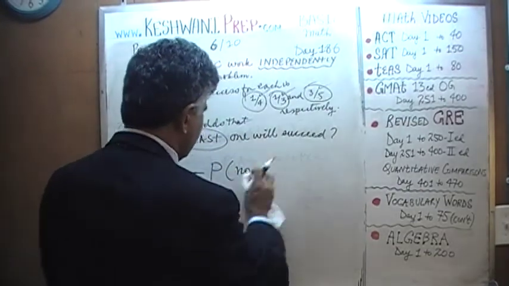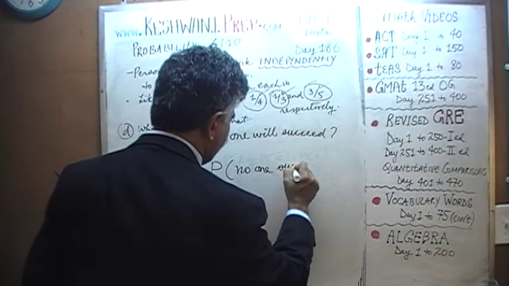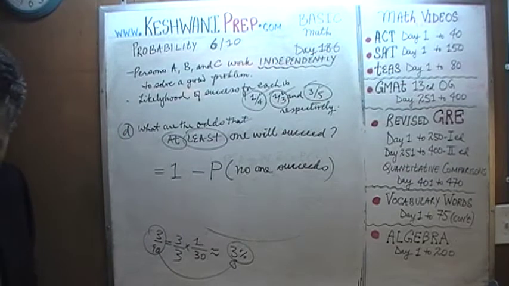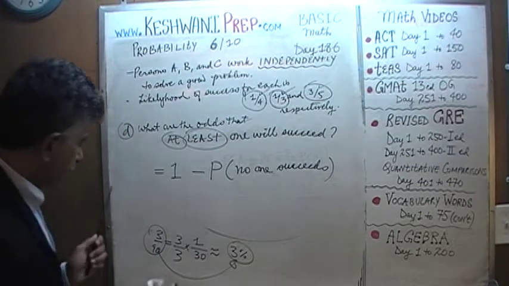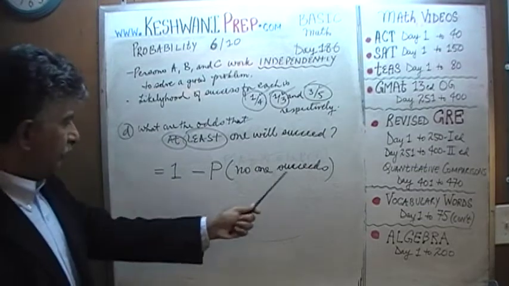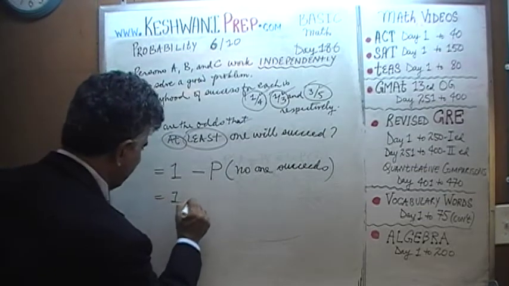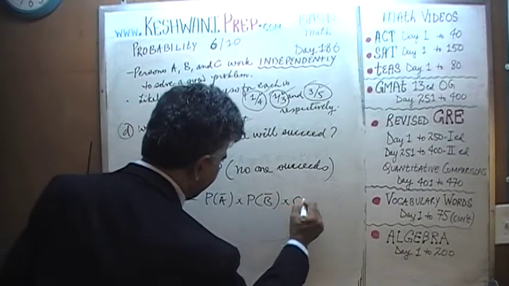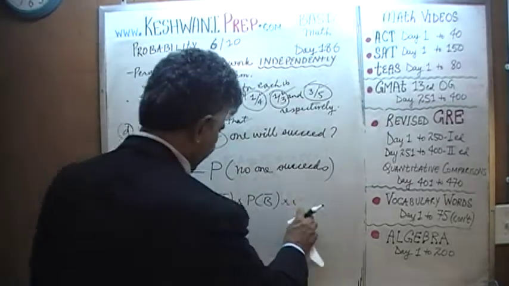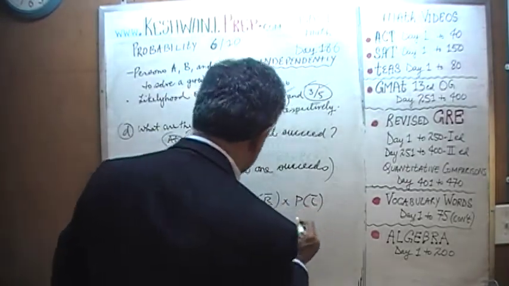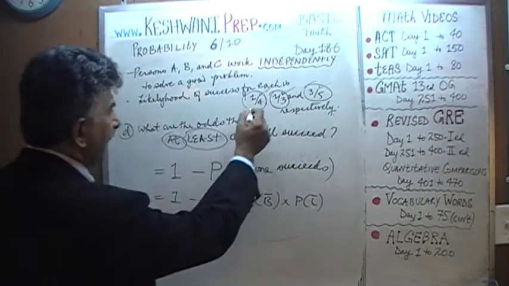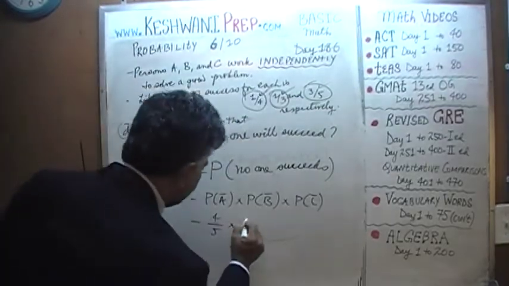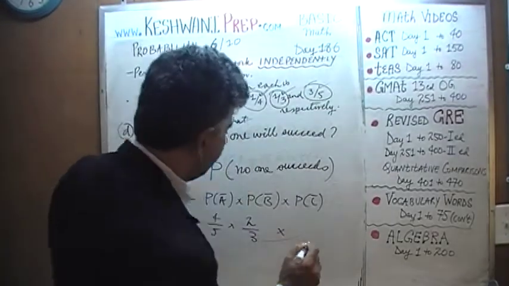That no one succeeds. And we already saw that from the first problem. I believe it was 1/5. Let's do it out again if you like. The odds that no one succeeds is simply the odds that A does not succeed times the odds that B does not succeed times the odds that C does not succeed. And odds that A does not succeed is 4/5. The odds that B does not succeed is 2/3. The odds that C does not succeed is 2/5.